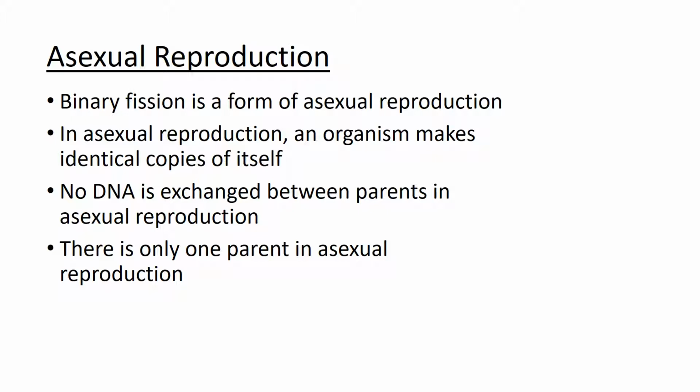Binary fission is a form of asexual reproduction. In asexual reproduction, an organism makes identical copies of itself. No DNA is exchanged between parents in asexual reproduction. And that's because there is only one parent in asexual reproduction.